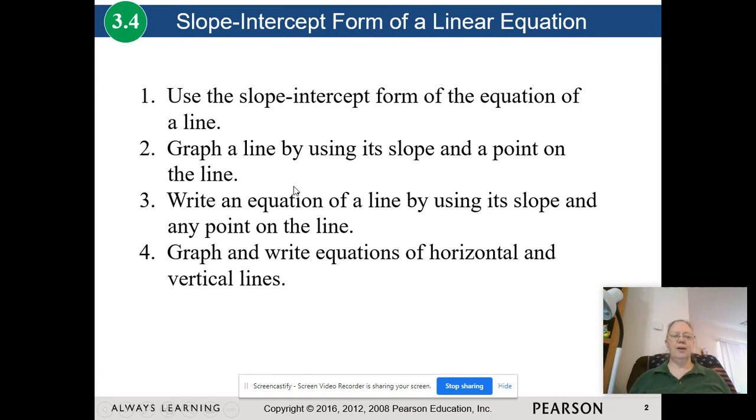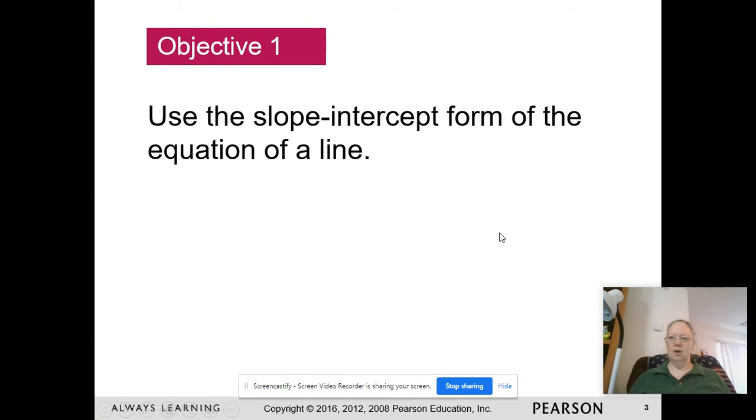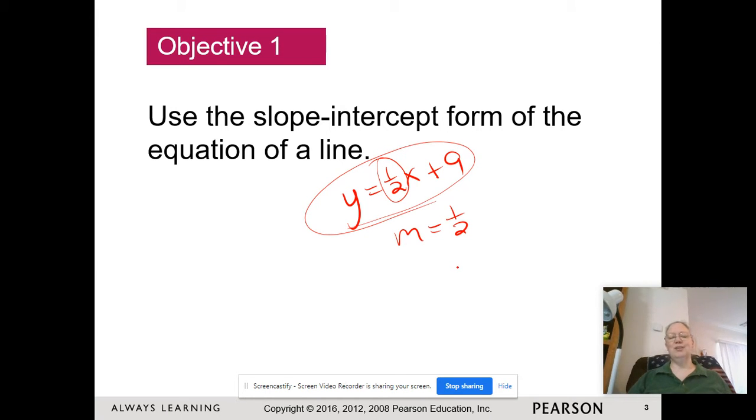All right, here we have section 3.4, which is slope-intercept form of a linear equation. Let's see what we got here. In the last section, we had something like y is equal to 1/2 x plus 9, and we found out that the coefficient for the x term was equal to the slope. Well, we actually use this form.